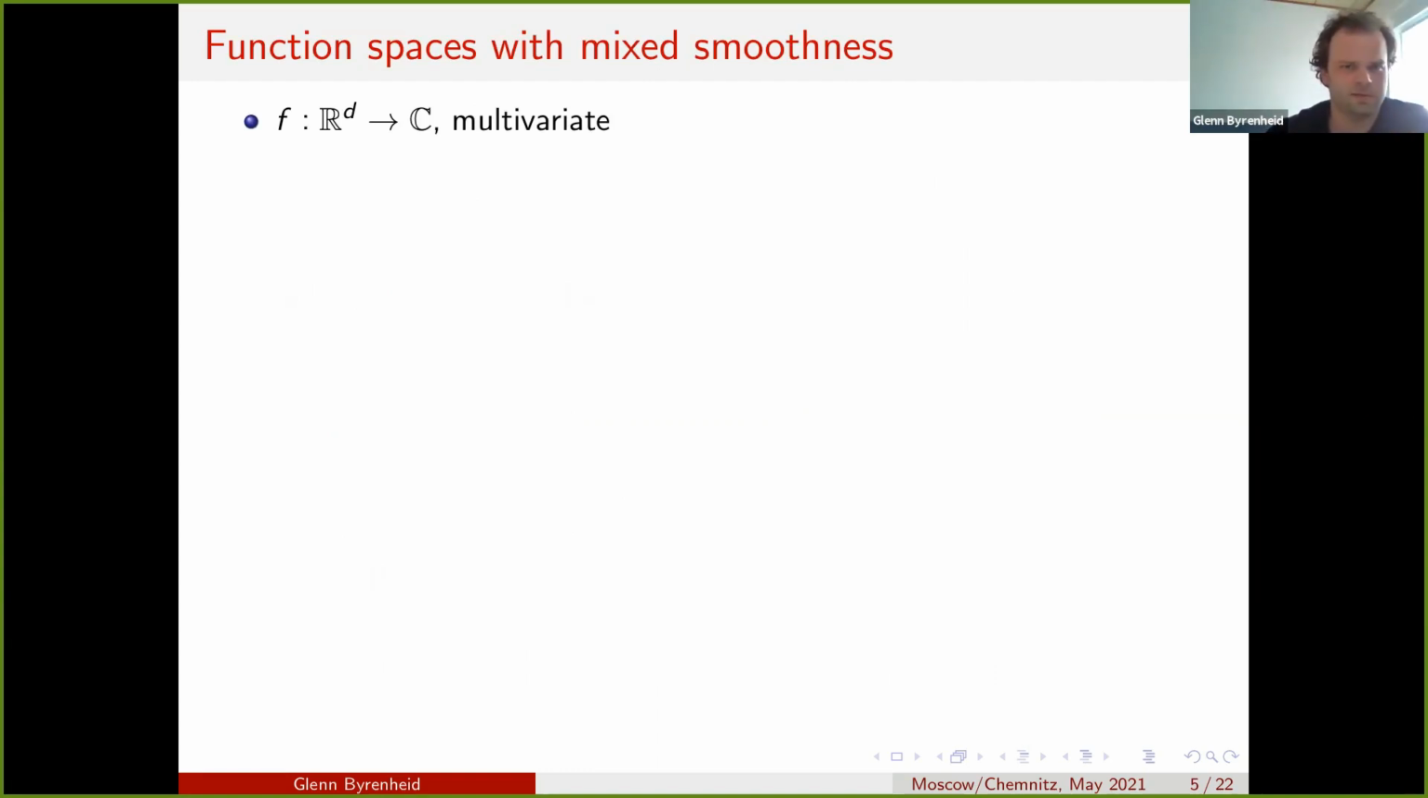So now we have some system, and now we need functions we want to approximate. For that purpose, or better said, in this talk, we look at function spaces with mixed smoothness properties. Our functions are multivariate functions. Let me first introduce the spaces for R^d. So we have functions mapping from R^d into the complex numbers.